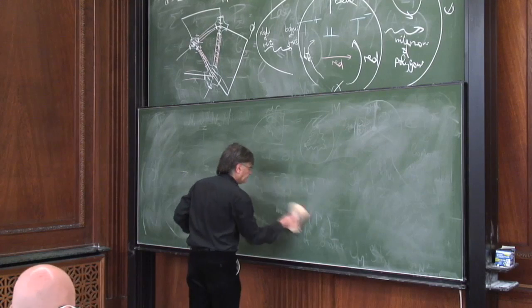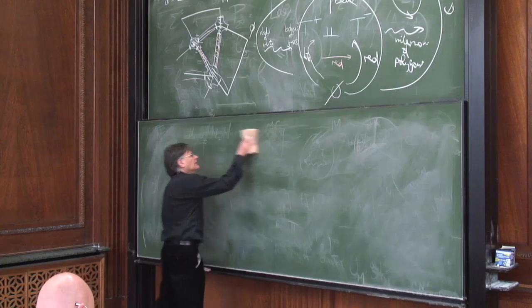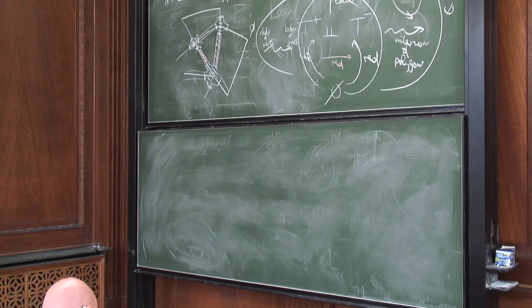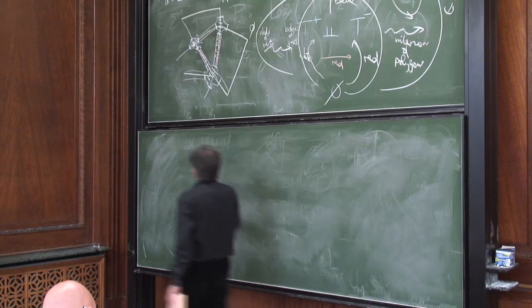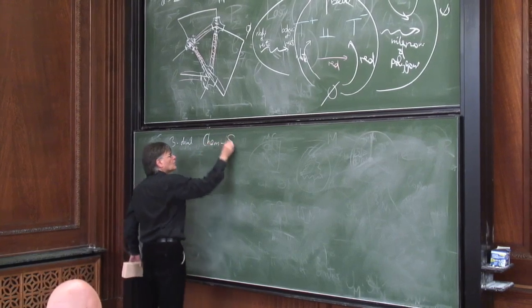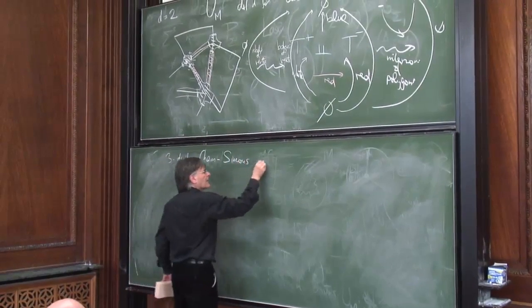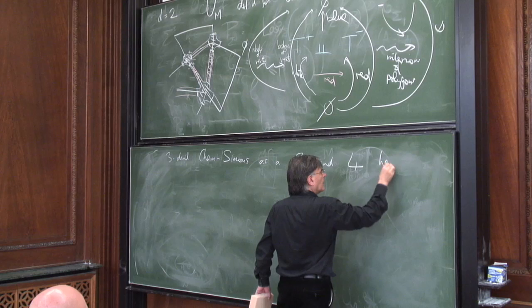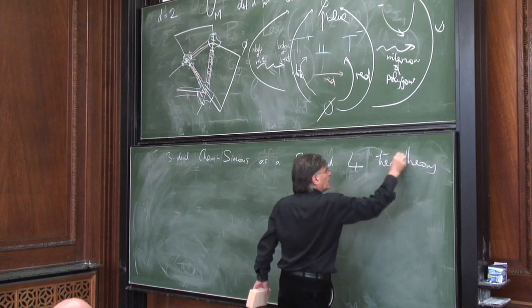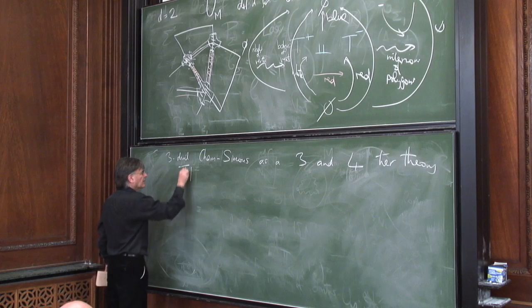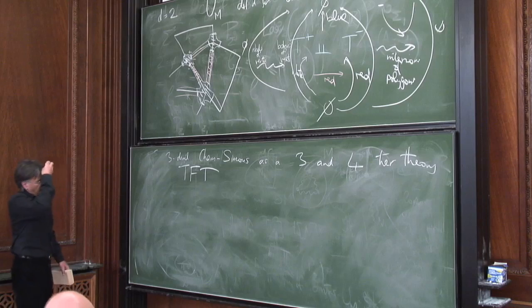So the next topic is three-dimensional Chern-Simons theory, as a 3 and 4-tier theory. The 4-tier will only be in Wednesday's lecture. So this is a topological field theory. So what's it going to do?